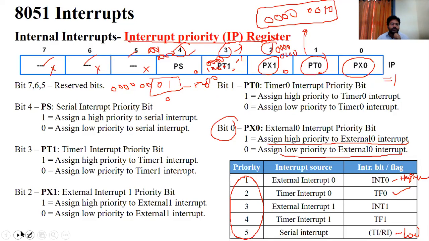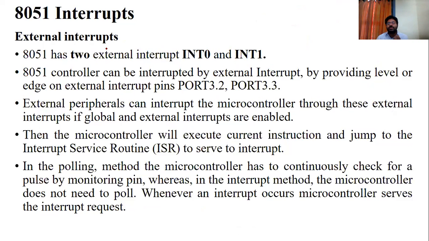Okay. The next one, external inputs. You know that external inputs are INT 0 as well as INT 1. You directly connect any input output device to these pins. Where are these pins available? These pins are available at port 3 pin 2 and port 3 pin 3.